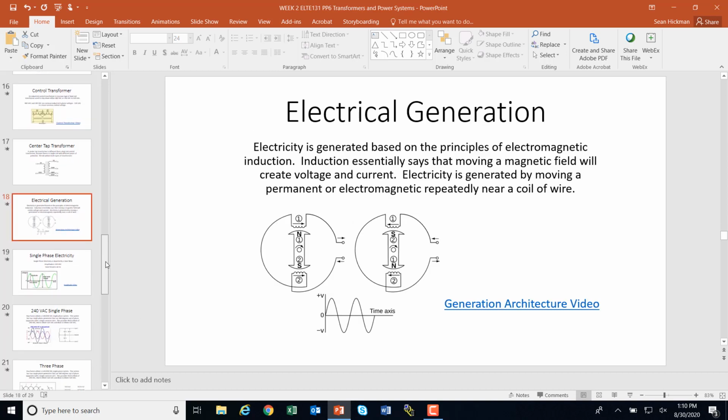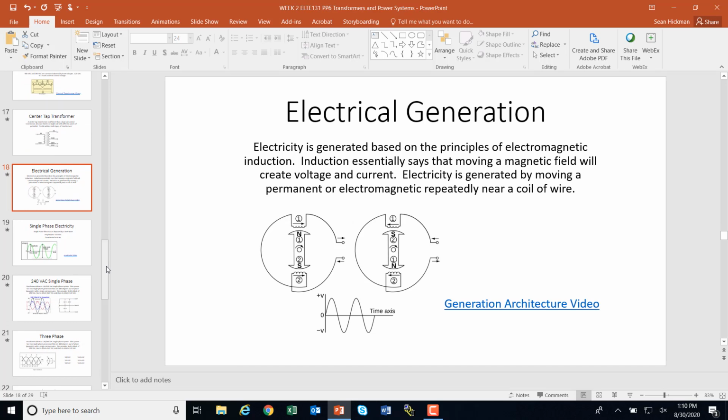For electrical generation, it uses the principle of electromagnetic induction as well, and we talked about what happens if you move a magnet by a coil. All right. So electricity is generated by moving a magnet, a permanent magnet or electromagnet, near a coil.